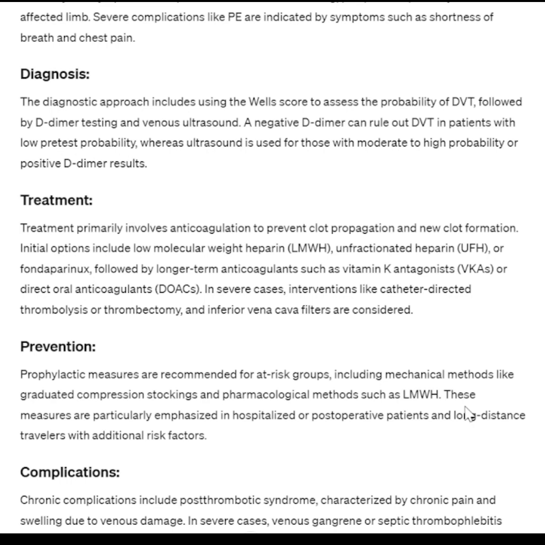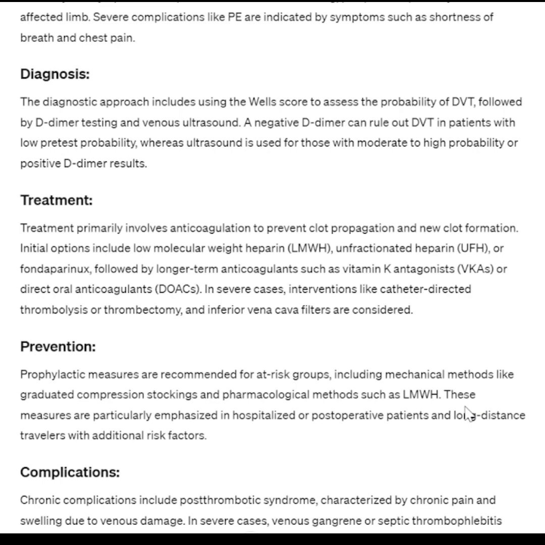Diagnosis. The diagnostic approach includes using the Wells score to assess the probability of DVT, followed by D-dimer testing and venous ultrasound. A negative D-dimer can rule out DVT in patients with low pretest probability, whereas ultrasound is used for those with moderate to high probability or positive D-dimer results.